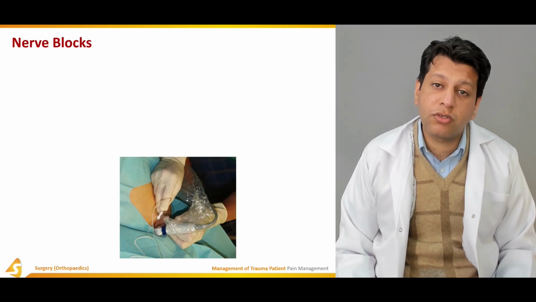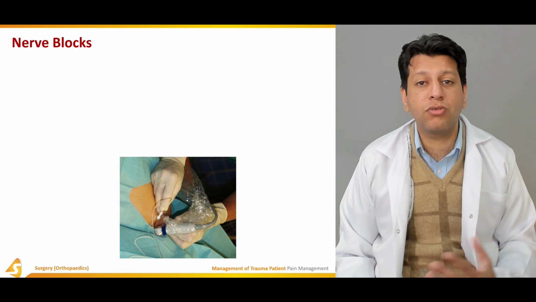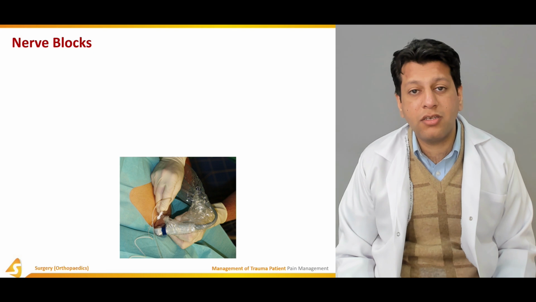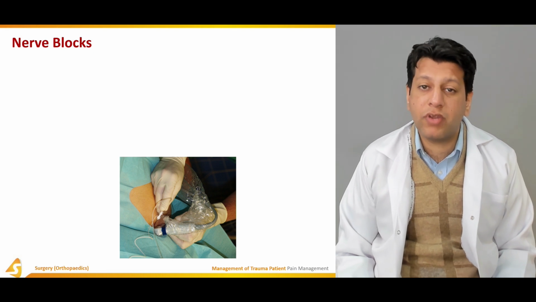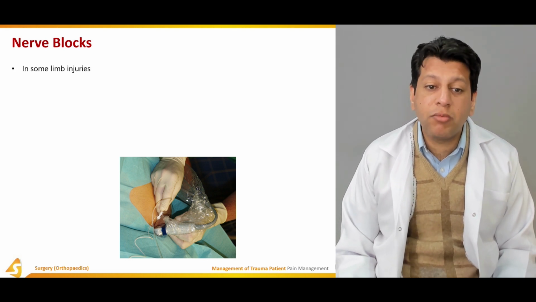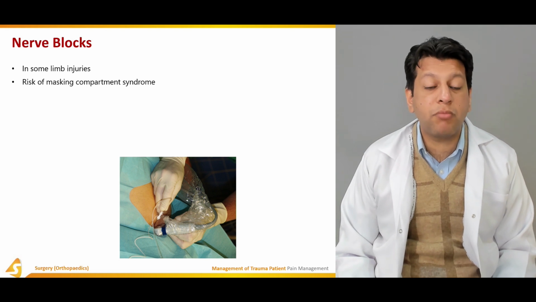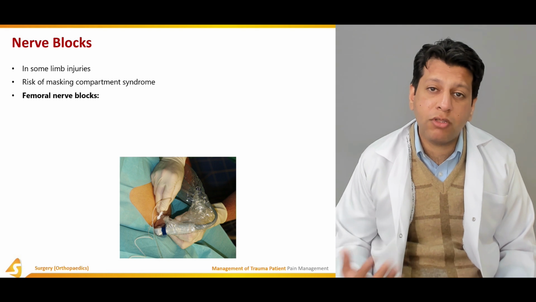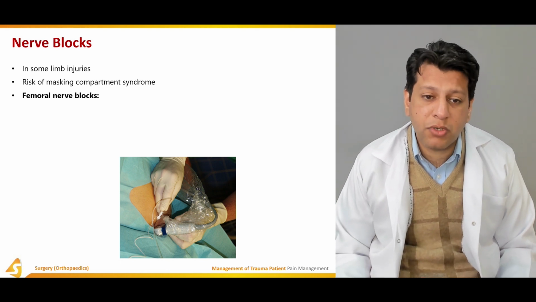Then come the nerve blocks. Although nerve blocks are not used in isolation, they can be very good adjuncts to inhalation anesthesia, especially during fracture reduction maneuvers. In some limb injuries, for example, there is a risk of masking compartment syndrome as well, because the patient may not be feeling that much pain, although there may be an associated compartment syndrome.